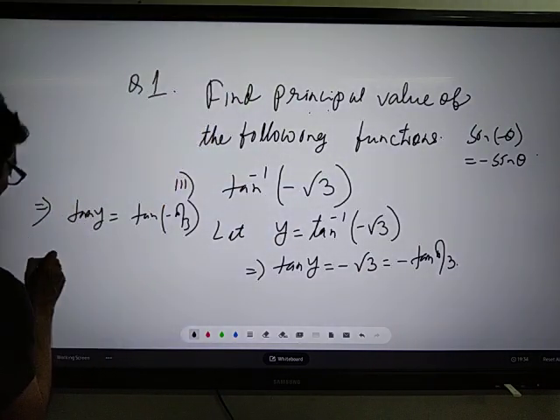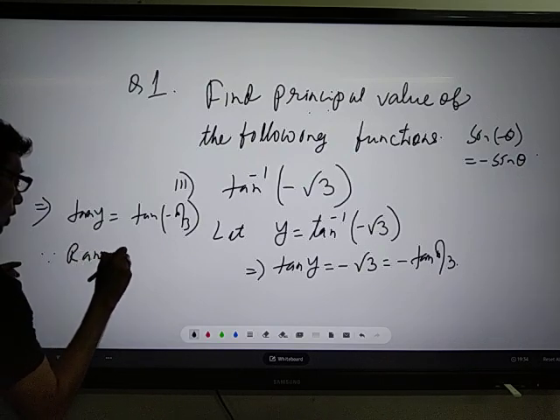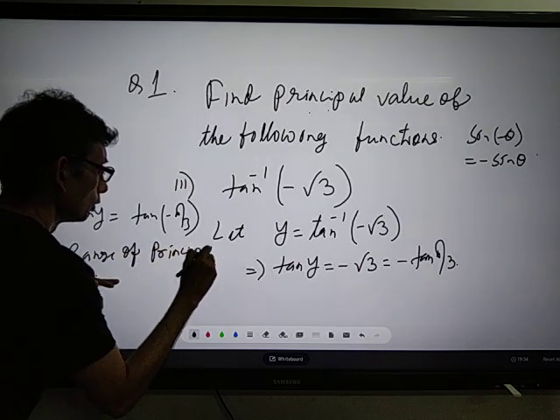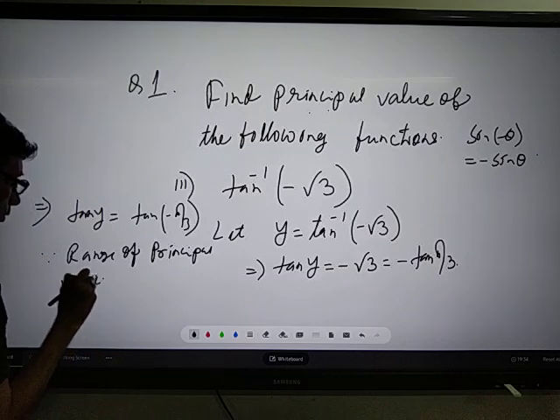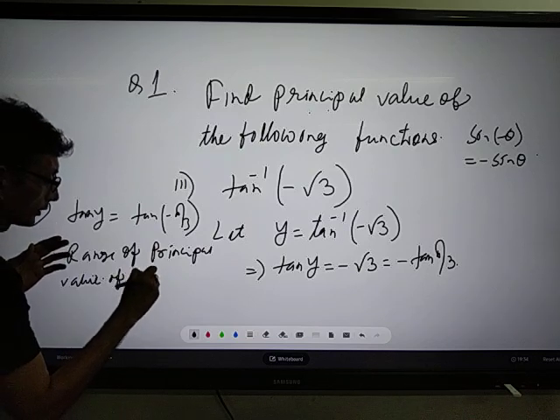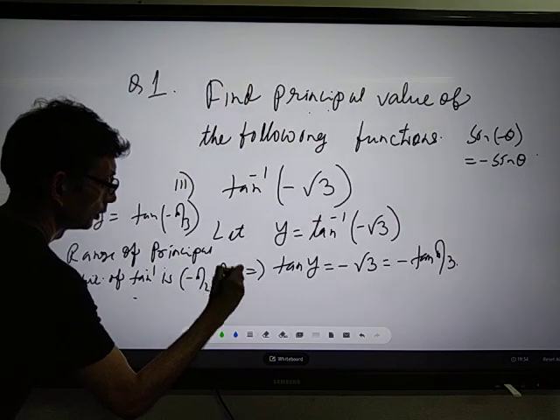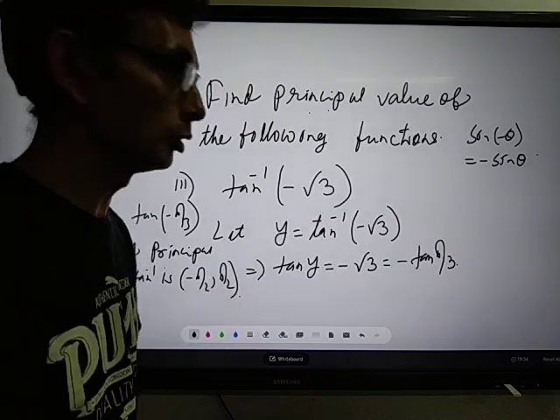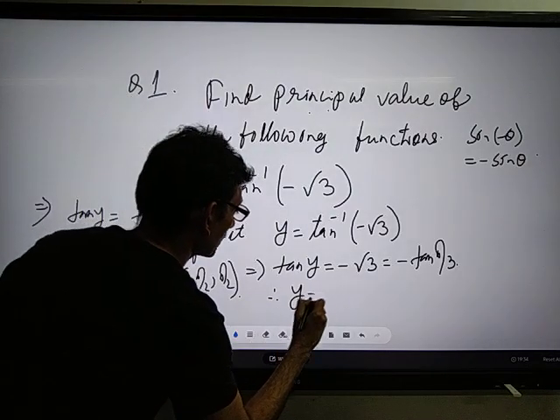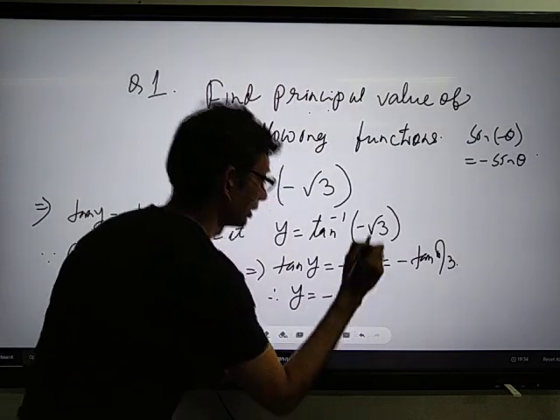Okay, and since the range of the principal value of tan inverse is minus pi by 2 to pi by 2, therefore y, that is the principal value, is minus pi by 3.